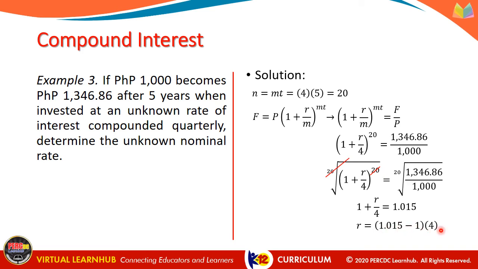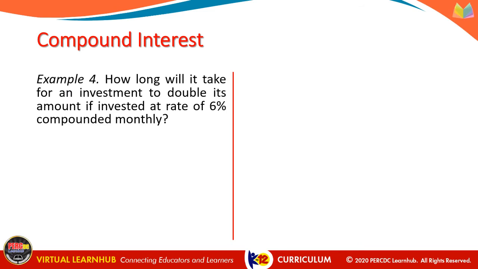Okay? Now, transposing this equation to isolate r, we will have r is equal to 1.015 minus 1, times 4. Okay? Then we will be able to compute r is equal to 0.06 or 6%. The unknown nominal rate for quarterly compounding here in example number 3 is 6%. Next, let's have example number 4.